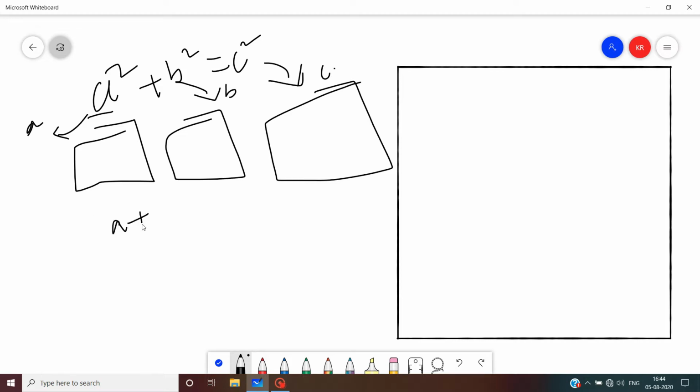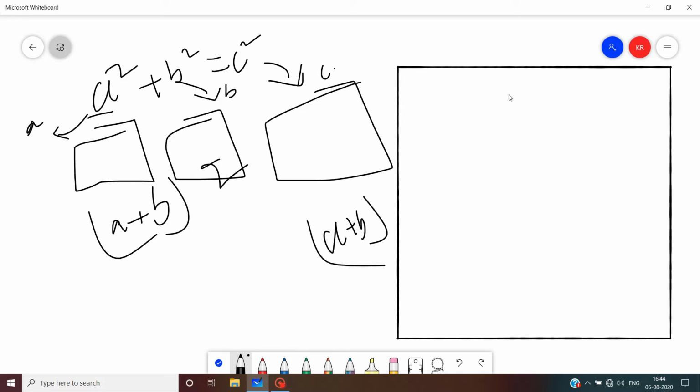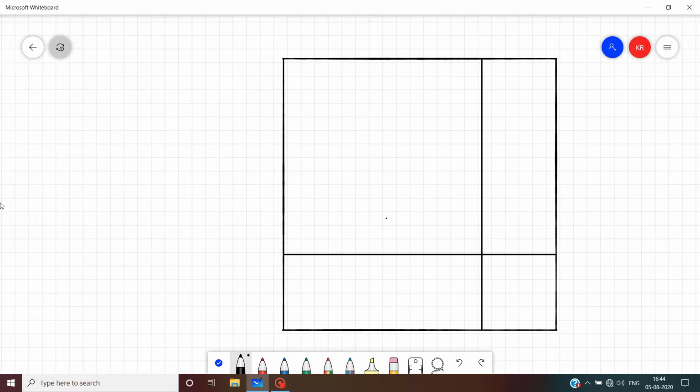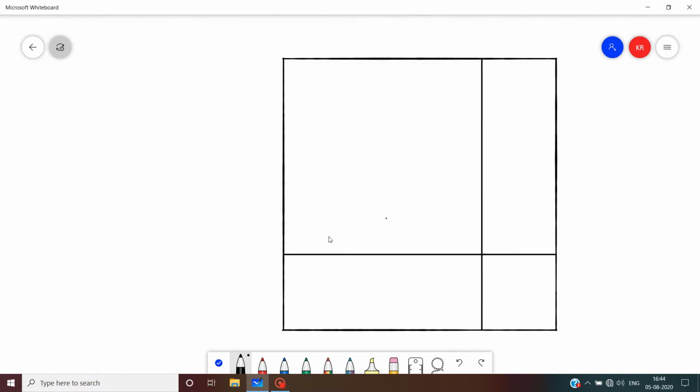So what does (a + b) whole square mean? I can term a plus b as the side length of a square, right? So how can it be construed? Let's derive it here. I am taking a square with side length a and a square with side length b, and I have kept them in such a way as to form (a + b) whole square.